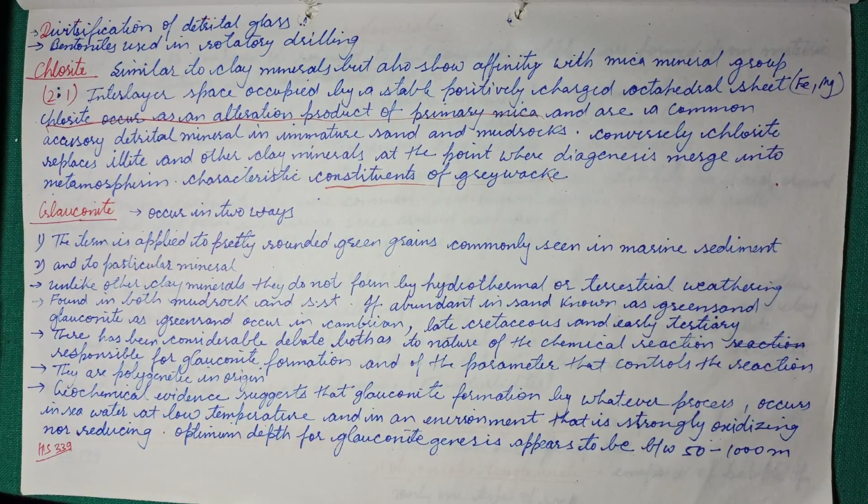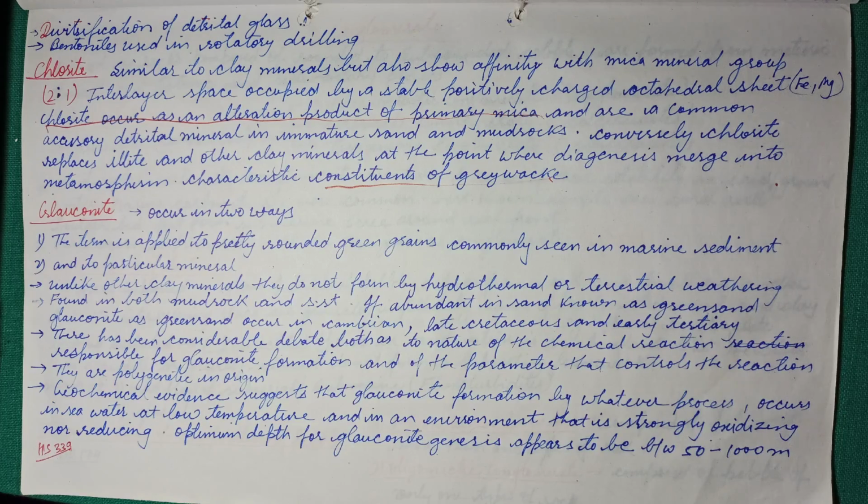Chlorite is also a major constituent of greywacke. Biotite, chlorite, muscovite, everything occurs in greywacke. So chlorite also occurs in greywacke. There is nothing more important in that.